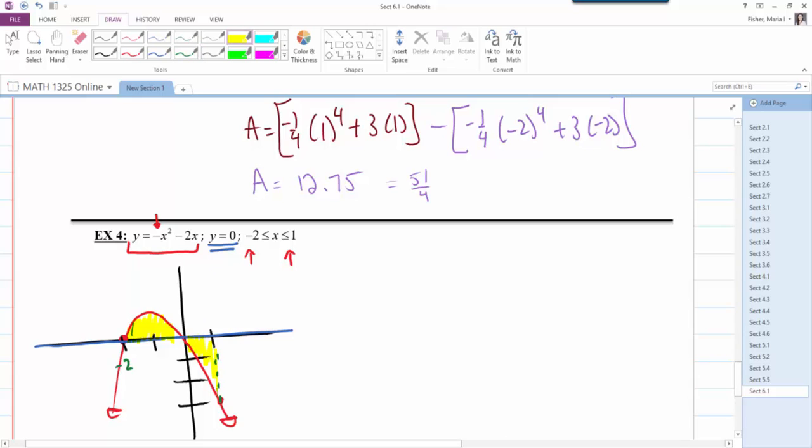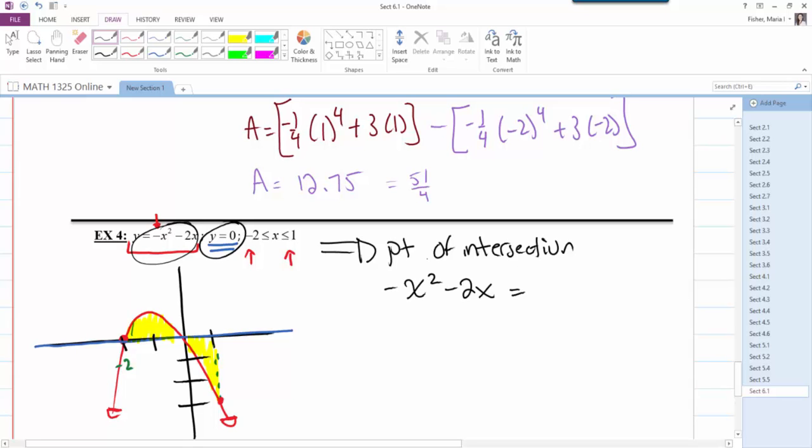Now notice the same curve isn't always on top. So I have to find first my point of intersection. So I have to figure out where these two graphs intersect. So my point of intersection is found by setting -x² minus 2x equal to 0. So -x² minus 2x equal to 0, and solving for x.